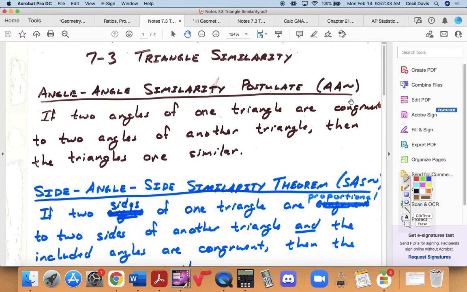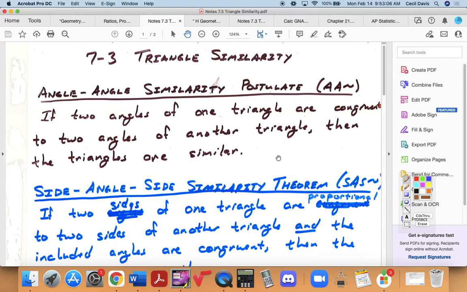So it's angle-angle similarity. If two angles in one triangle are congruent to two angles of another triangle, those triangles are going to be similar. The reason for this is that once you have two pairs of congruent angles, the third pair has to be congruent too. So you've got all three pairs of angles congruent. And with triangles, if all the angles are congruent, that's actually enough because it's going to make the sides proportional.